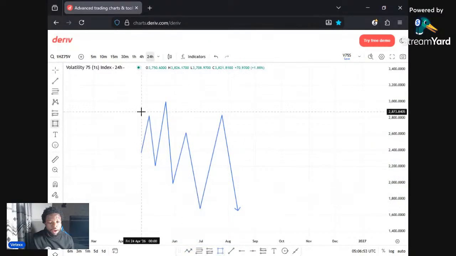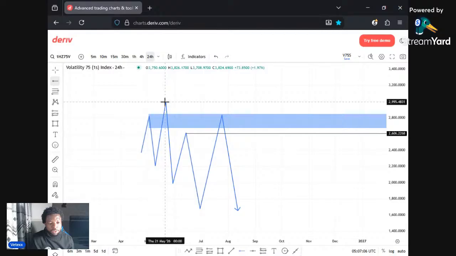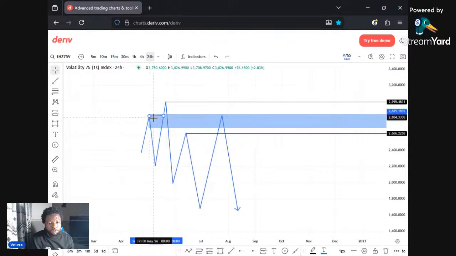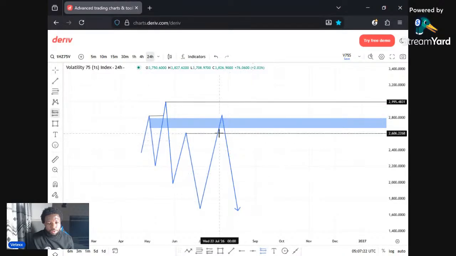So this becomes our point of interest. After price takes out the newly created high, which is the liquidity, price will continue in the opposite direction. So this is what we have, and then we have this also, and then we have this. So the whole of this zone becomes our point of interest.